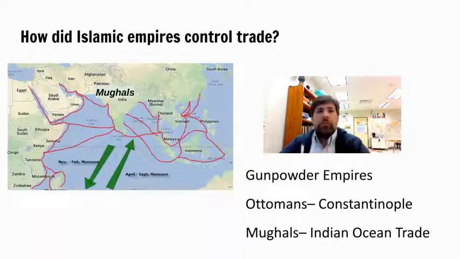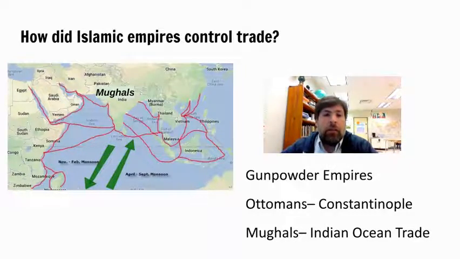The Mughals similarly took over India, and the parts of India that they took over were important centers for Indian Ocean trade, because people from Africa and the Middle East and Southeast Asia and China all come to India to buy and sell things. So if you can control India, then you're going to make a lot of money off of trade. So one strategy for running your empire is to control trade so you make lots of money.